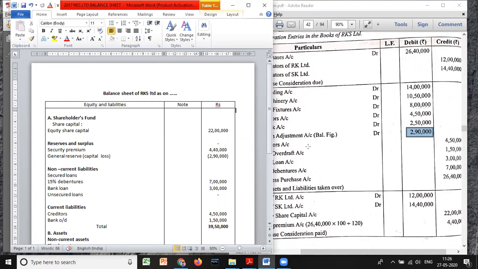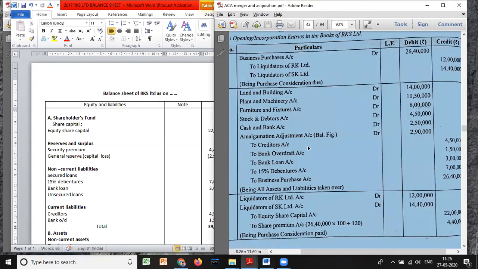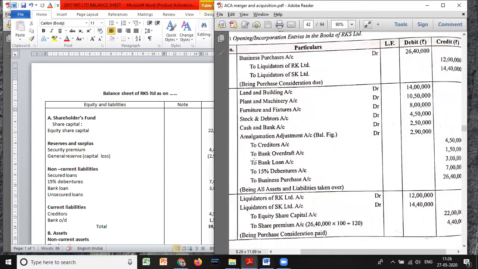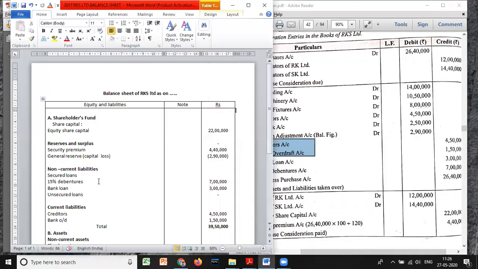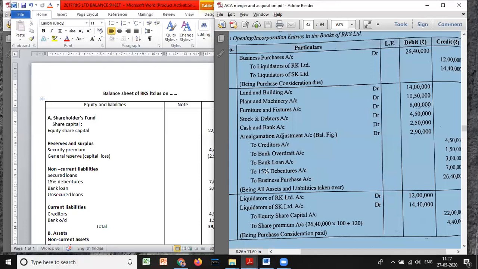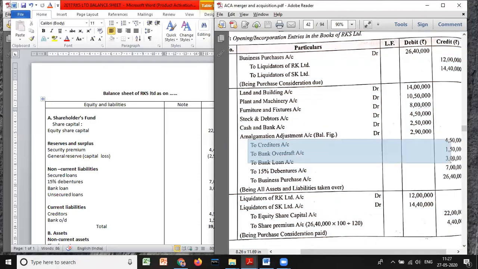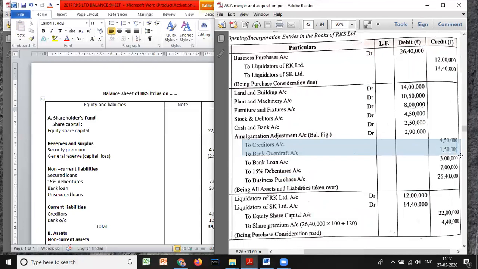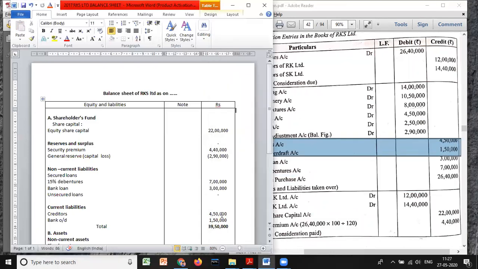Okay. And when it comes to liabilities, look at here. We have 4 liabilities. Under that, 2 are non-current. Bank loan and debenture are non-current, and these 2 are current. So 3 lakh plus 7 lakh is non-current. So non-current liabilities, secured loans, 15% debenture 7 lakh, bank loan 3 lakh, and unsecured will be nil. And we have 2 current liabilities: creditors 4 lakh 50 and bank overdraft 1 lakh 50.